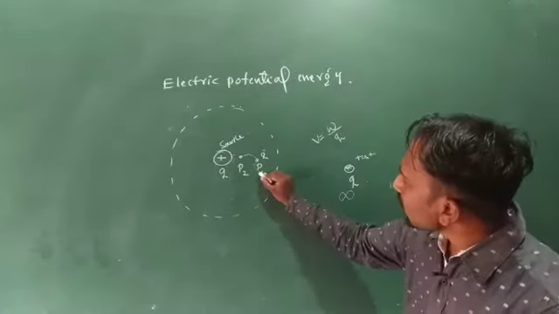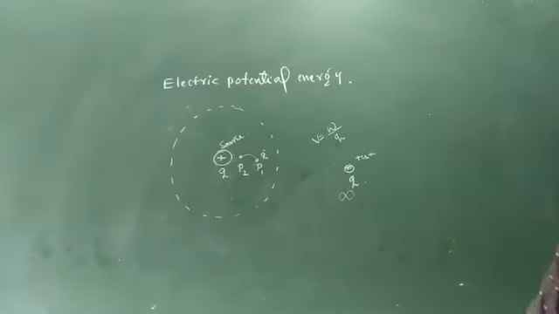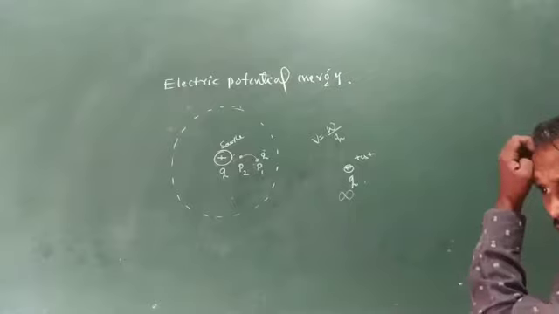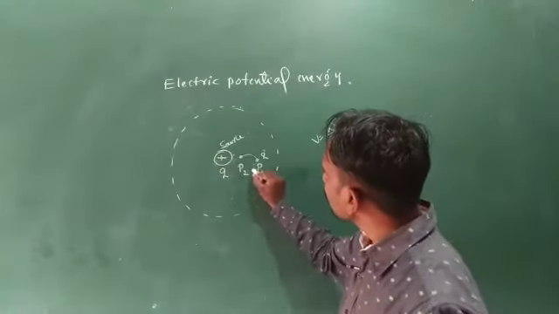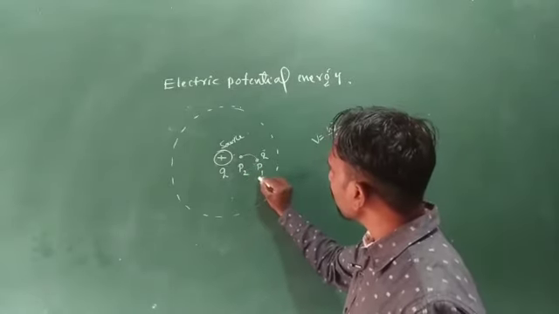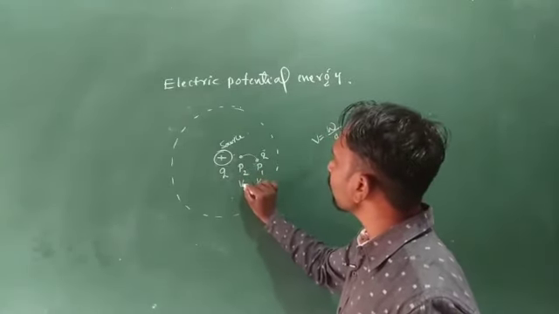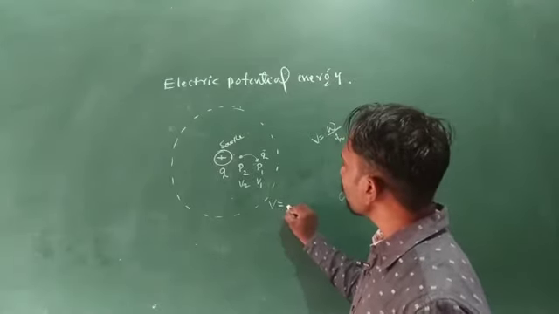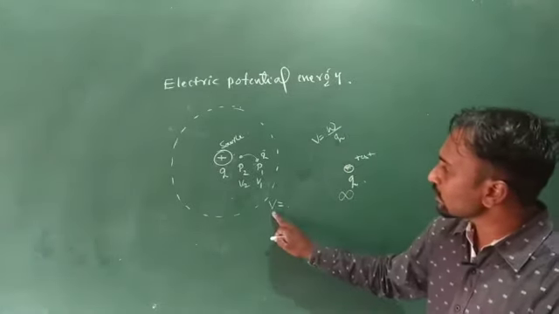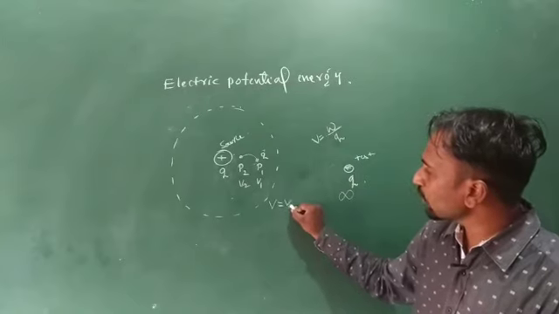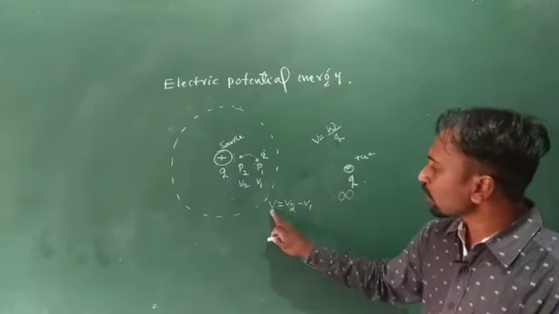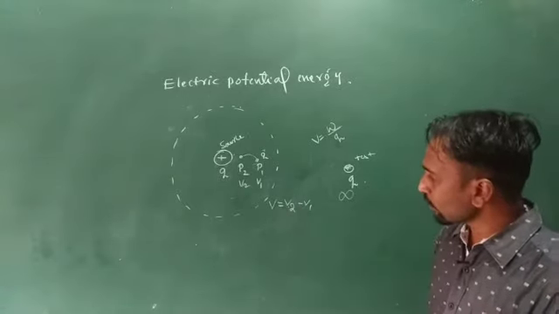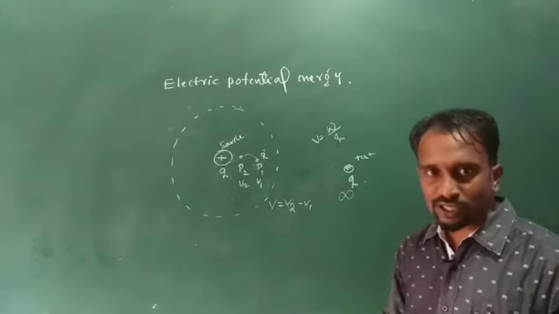Suppose these two points have particular electric potentials: this one is V1 and this one is V2. V2 has the maximum electric potential and V1 has the minimum potential, so the potential difference V is equal to V2 minus V1. This is the electric potential difference.